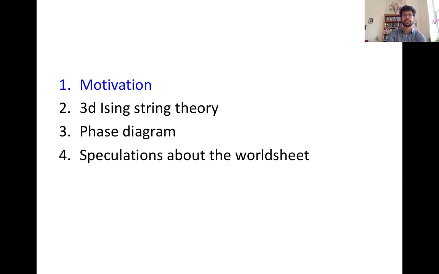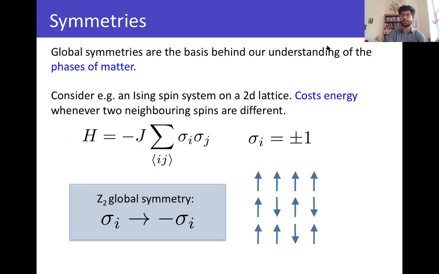Okay. So let me start in a very, very general way. Our understanding of the phases of matter is based on symmetry. Okay. So in particular, symmetry is a very important thing. And the way in which we classify all the different ways in which matter can be organized really has to do with symmetry. So to orient ourselves, let's start by thinking about, for example, the 2D Ising model.